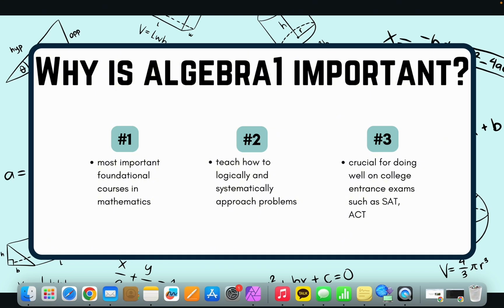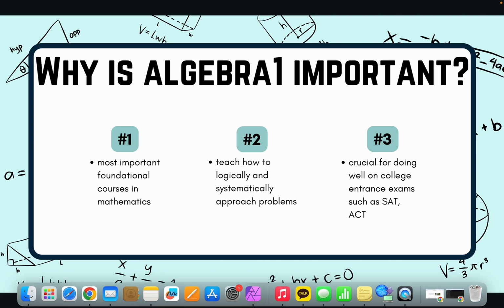Solving algebraic equations requires crucial problem-solving skills, such as understanding relationships, analyzing situations, and finding patterns. Lastly, Algebra 1 concepts are tested in high school and college entrance exams, such as the SAT and ACT. Mastering Algebra 1 is crucial for doing well on these tests, which can influence future educational opportunities.